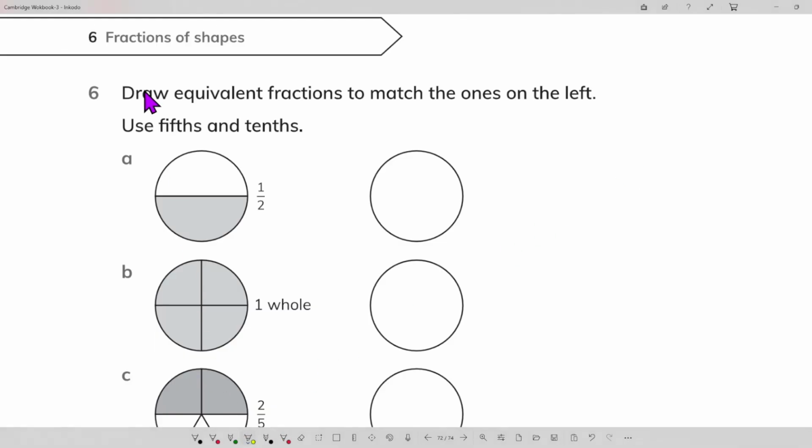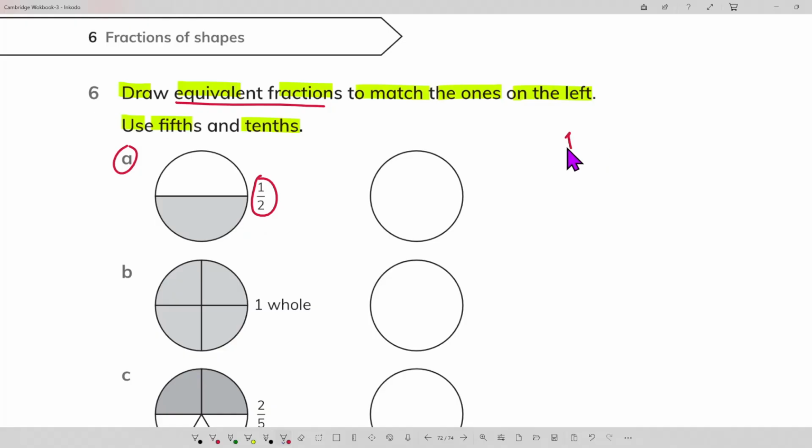Number 6. Draw equivalent fractions to match the ones to the left. Use 5ths and 10ths. Look, first we have to understand equivalent fractions. Number A: here is a circle, half part not colored and half part colored. So this one we can say 1/2. It means one part is colored.